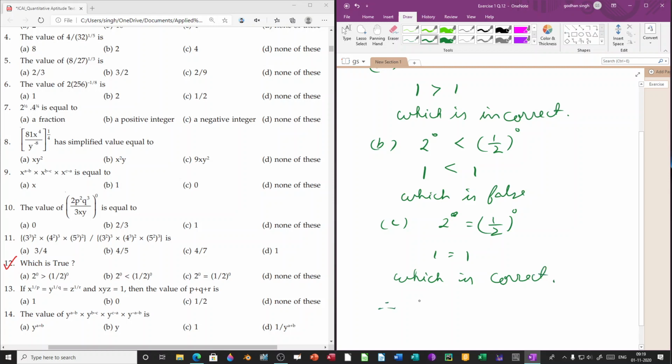Therefore, the correct option of all the four, A, B, C and D, is C. The correct option is C. So this is the answer of question number 12.